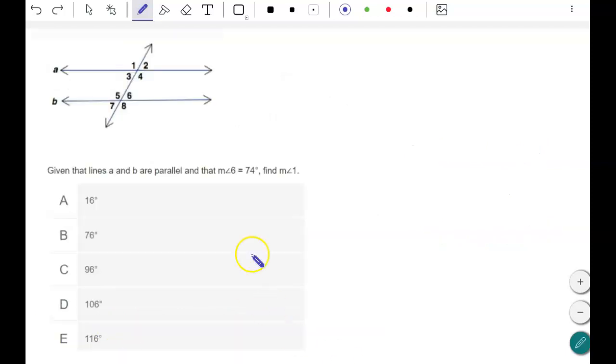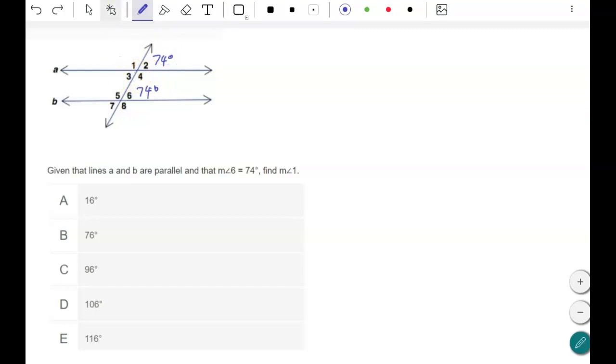Next one, it says given the lines that A and B are parallel, so these two lines are parallel, this is our transversal, and the measure of angle 6 is 74. It says to find the measure of angle 1. All right, so you should know corresponding angles, that this 2 is also 74.